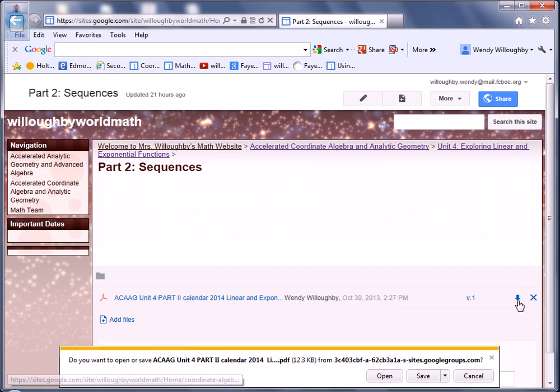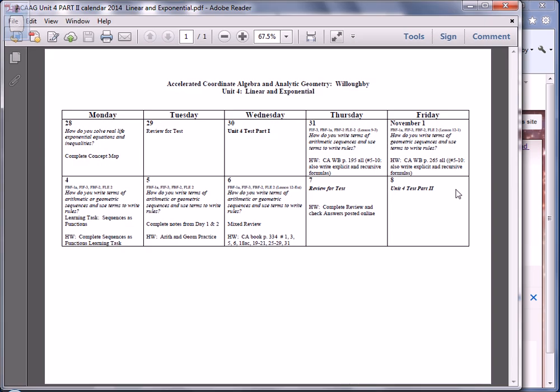And then this afternoon I'll post today's notes. So let's take a look. Today we're doing arithmetic. Tomorrow we're doing geometric. Monday we're doing a learning task, which is pretty cool. Tuesday we're going to do an extension and do some more difficult problems with our arithmetic and geometric. And then Wednesday we will start our mixed review, finish it on Thursday, and we'll test on Friday.